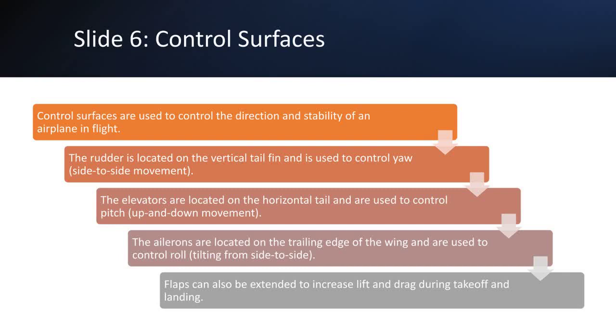The ailerons are located on the trailing edge of the wing and are used to control roll, which is tilting from side to side. Flaps can also be extended to increase lift and drag during takeoff and landing. These control surfaces are controlled by the pilot through the use of a joystick, pedals, and other controls in the cockpit. The ability to control an airplane in flight is crucial for its safety and efficiency, and these control surfaces play a vital role in ensuring a smooth and controlled flight.